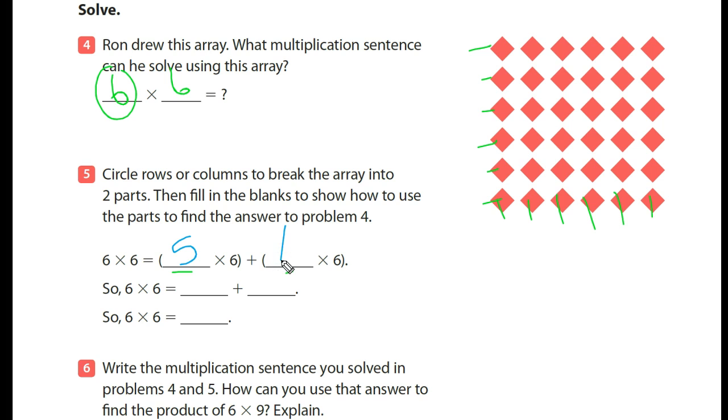Because I know my 5s, those are pretty simple, right? So I have to multiply what's in the parentheses first. 5 times 6 is 30. And 1 times 6 is 6. And when I add those together, 30 plus 6 would be 36. So that means that 6 times 6 is 36. And that's what would help him solve it.